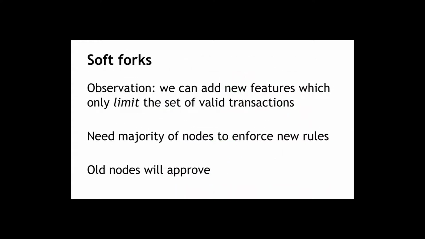By contrast, there's an approach called soft forking, which tries to avoid creating a permanent fork like this. The observation is that we can add new features to the Bitcoin protocol if they only restrict the set of valid transactions or the set of valid blocks. Because we want to avoid this hard fork situation, we can try to add new features in a way that will cause only a soft fork.